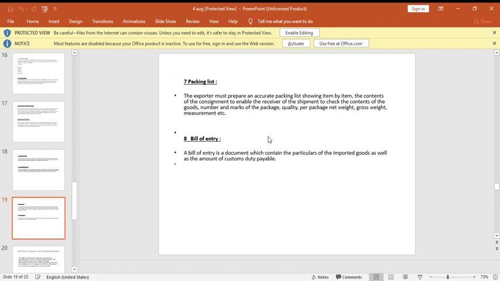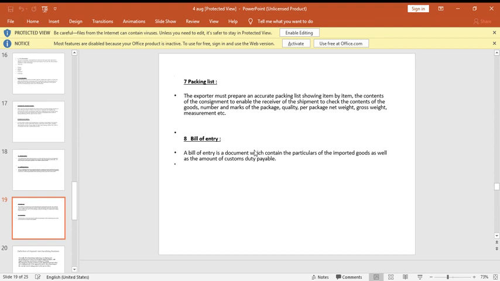The next one is a packing list. The exporter must prepare an accurate packing list showing item by item the contents of the consignment, to enable the receiver of the shipment to check the contents of the goods, number and marks of the package, quantity per package, net weight, gross weight, measurement, etc. So all comes under packing list.